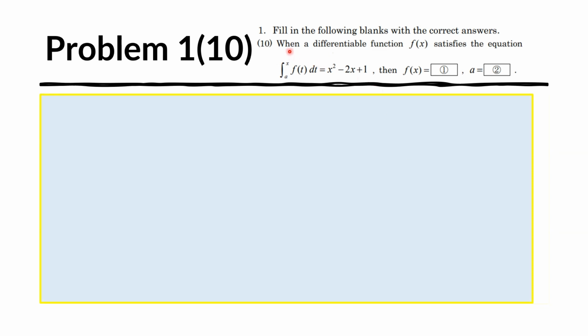Question 10 reads, when a differentiable function f of x satisfies this equation here, then f of x equals blank and a, which is the lower limit of integration here, is blank. So we need to find the function f of x and the constant a. The first thing we notice is that f of t here is inside an integration symbol, and we're looking for that f of t. So the inverse process of integration is differentiation, and this is given by the fundamental theorem of calculus. So let's recall the fundamental theorem of calculus.